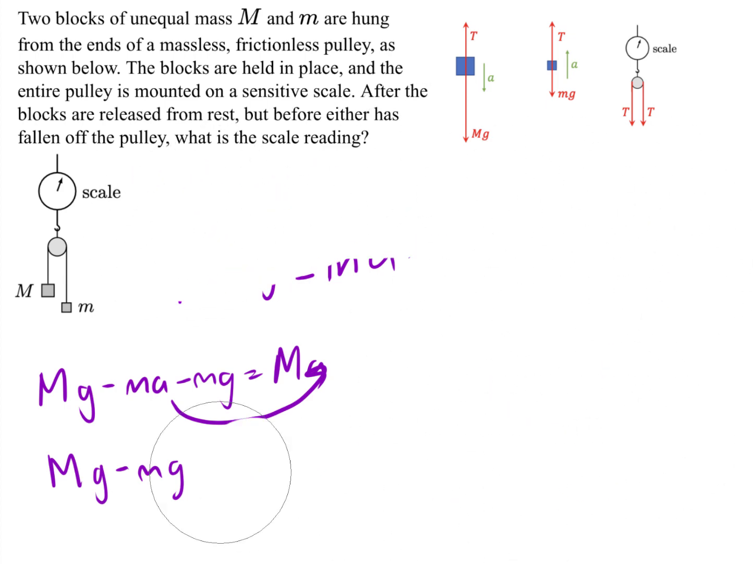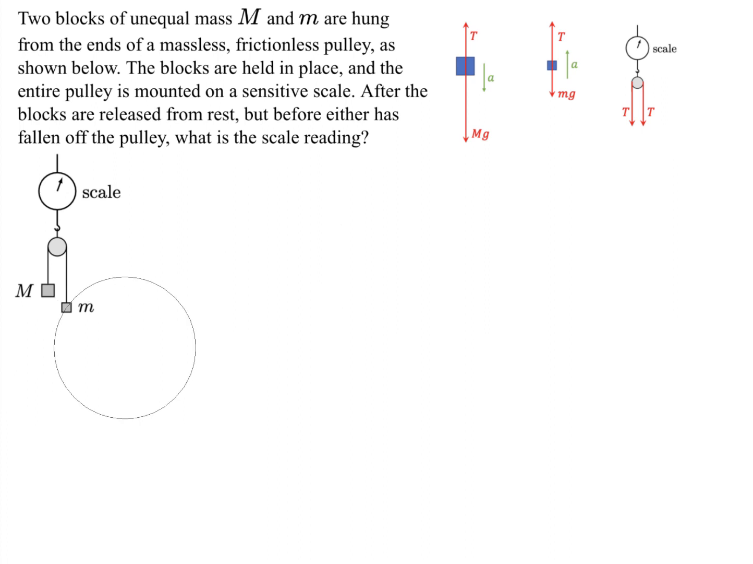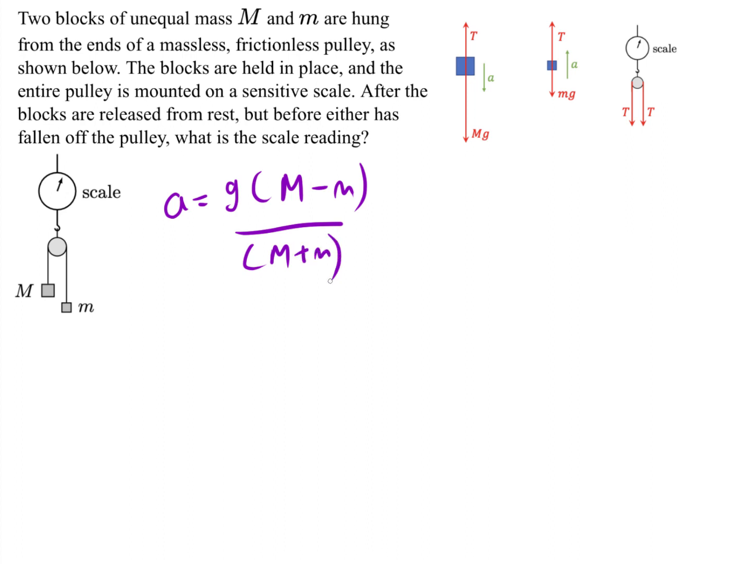So if I erase everything over here, I'm going to write that the acceleration is equal to the gravity times big M minus little m divided by big M plus little m. This is going to be important later. But to figure out the scale reading, we actually need to figure out the tension on the rope, because that's what's pulling the scale down and creating that reading.